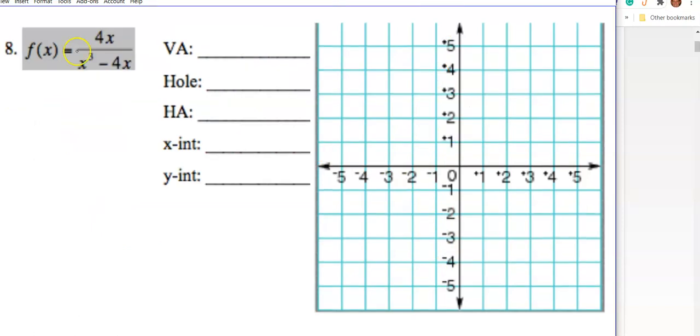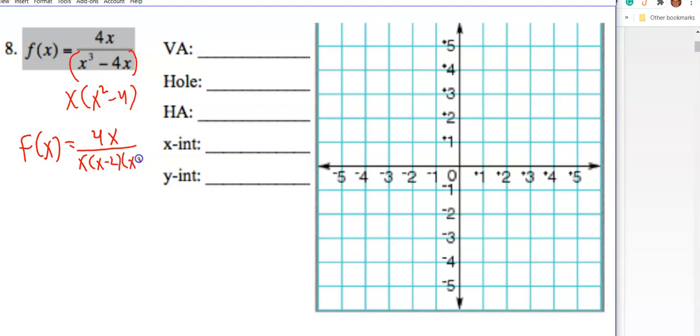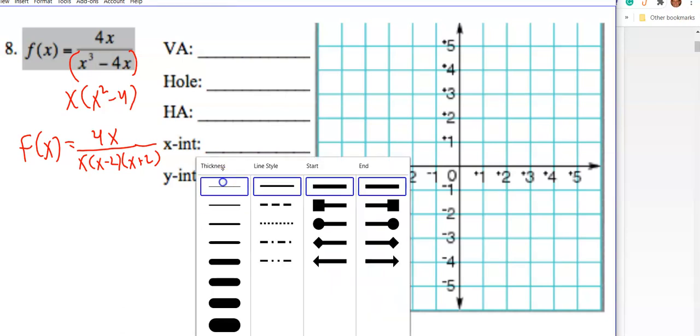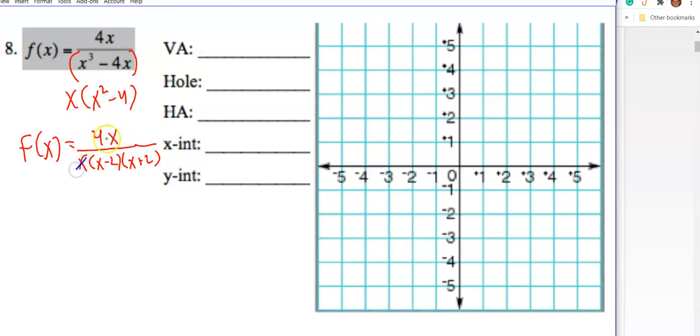Okay, so if you see some factoring, please do it. So x times x squared minus 4. Oh, wow, that factors even more. So this function is going to be f of x equals 4x in the numerator, x times x minus 2 times x plus 2. And let's see what cancels there. So the x's cancel. So there's going to be a hole at 0.